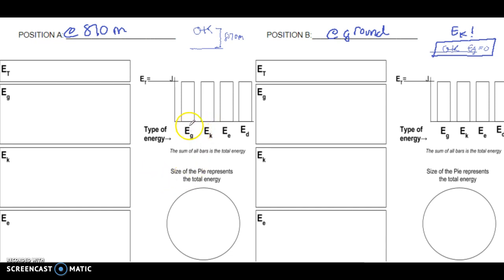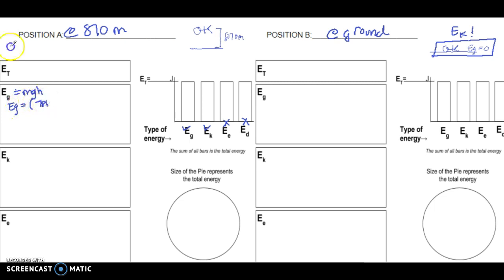At the top, is the skydiver above the ground? Yes. Is he moving? Yes, it gives a speed. Any spring stretched or compressed? No. And any ED? No. Never at position A. Never, never. All right, so my EG is going to be mgh.